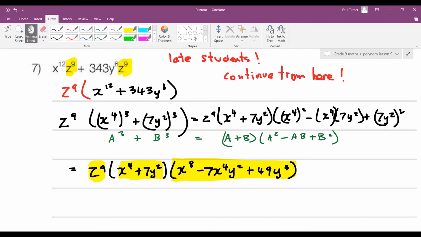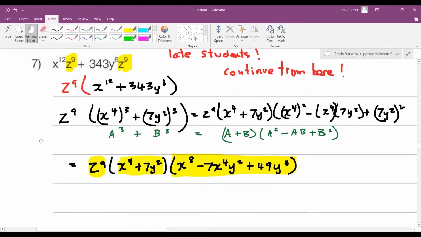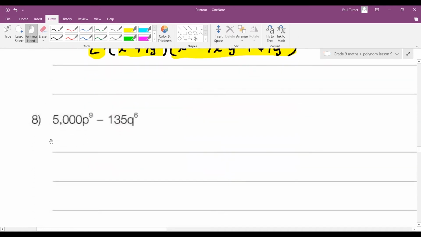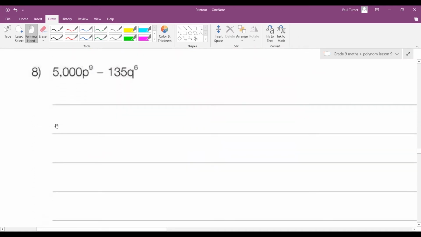So if we run out of time, I'll just write the solution, the answer, rather than all the working. So that's 7. Now in question 8, common factor here is 5. So take out 5 as your common factor. If that's 5,000, this is 1,000 p^9 minus 27 q^6.